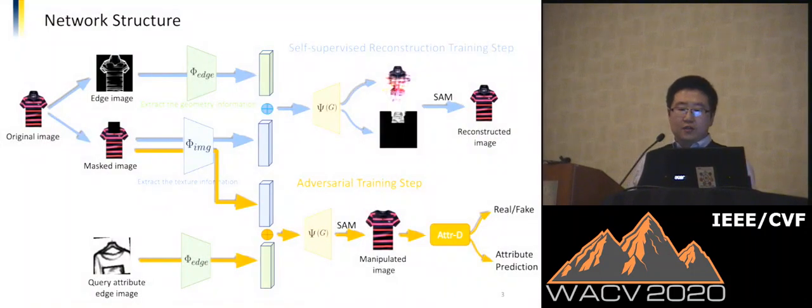Our framework consists of a two-stage training. In the first stage, we employ a self-supervised reconstruction. We decompose the original image into an edge image and a masked image, and we use an encoder-decoder structure to reconstruct itself. In the second stage, we take this masked image and combine it with a novel color type, and we generate that with a GAN network. It is driven by different loss functions, including the GAN loss functions and attribute prediction for different color types.